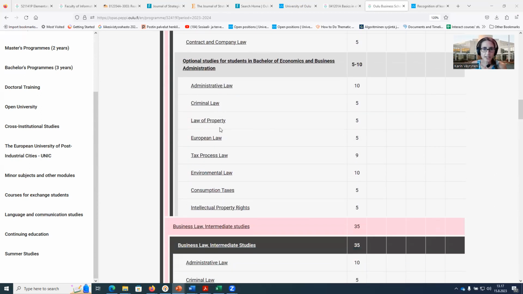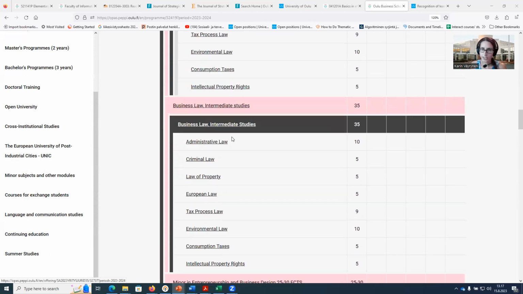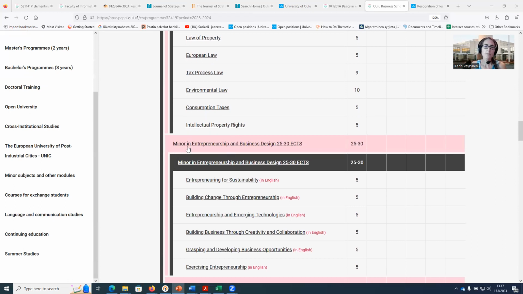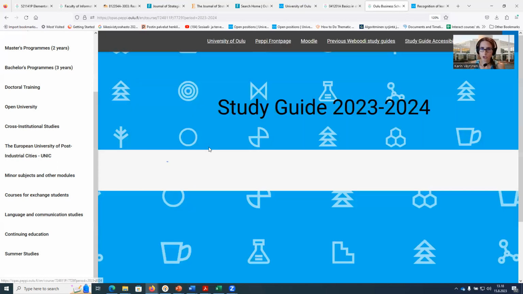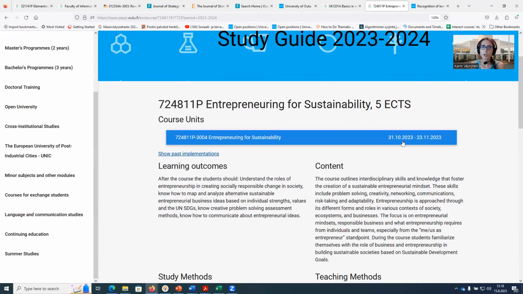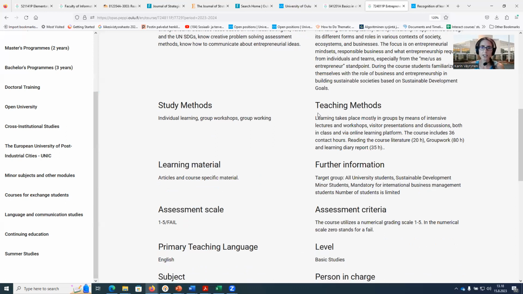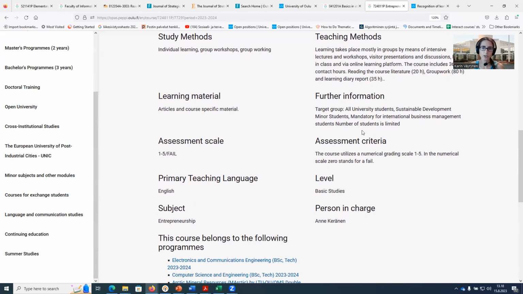Business law basic studies was not open for all. Business law intermediate studies was not open, but the minor in entrepreneurship and business design was open for all. And there are different courses that you're allowed to take that apparently are all offered in English. Entrepreneurship for sustainability, for example, would be held from end of October to end of November, so during period 3, a 5 ECTS credit course, and here you can see information about the course.